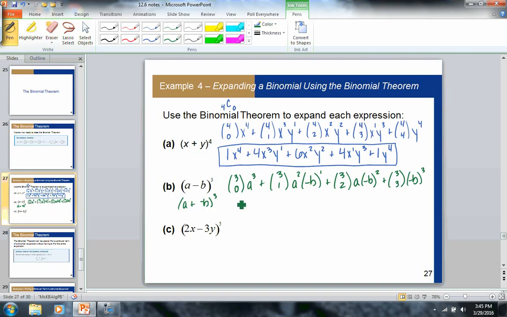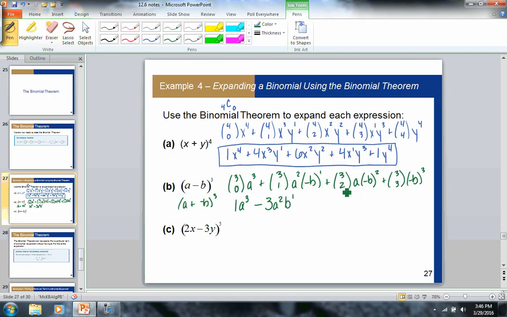Okay, so the 3 combination 0 is going to be a 1, a to the third. 3 combination 1 is going to be a 3. And then I'm going to have a squared. But here I've got negative b to the first. So I'm really going to have negative 3 a squared b to the first. So if this ends up being a negative value, I'm just going to bring that negative out front. It's kind of like taking that negative 1 and multiplying it by the positive 3. I get the negative 3 or the minus 3.